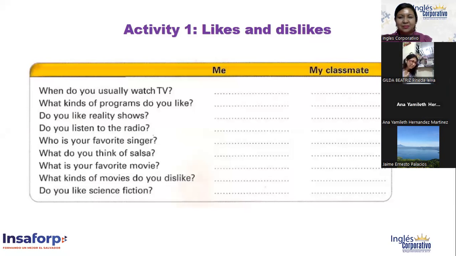We can explain about my classmate. Yes, your classmate. You just say your classmate, right? You can say, for example, my classmate Polanito usually watches the news in the evening. He likes watching the news. And so on.